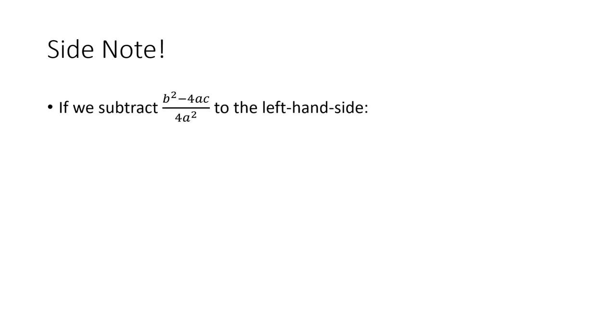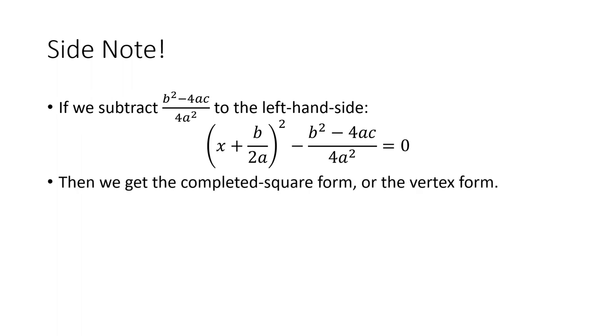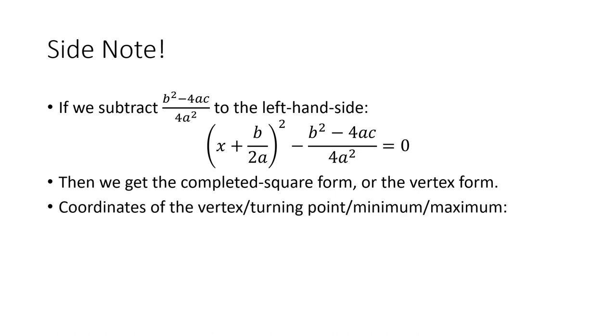Okay, now a quick little side note about that. If we subtract b squared minus 4ac over 4a squared from the left-hand side, we get this. And if you are an Algebra 2 student or a GCSE Maths student, you may well recognize this as the completed square form or the vertex form. And what this tells us is basically the coordinates of the vertex, or the turning point, or the minimum or the maximum of the quadratic equation, right?